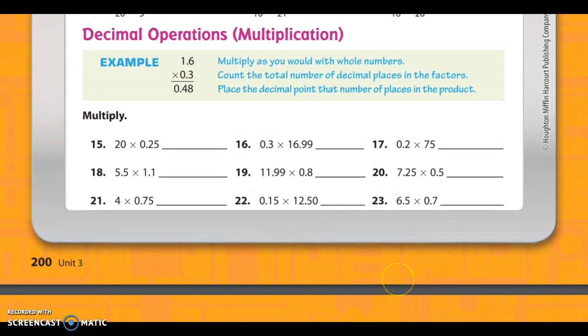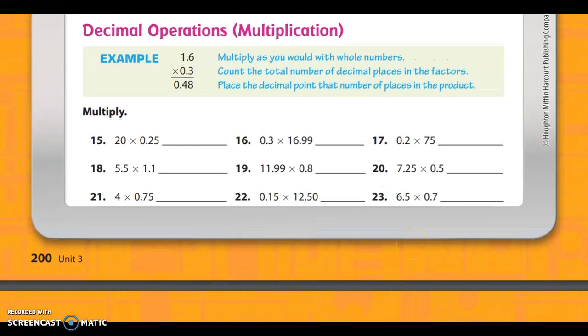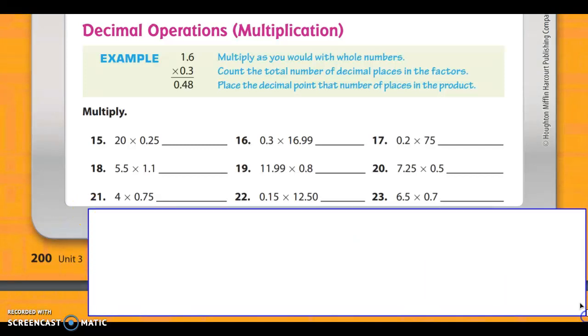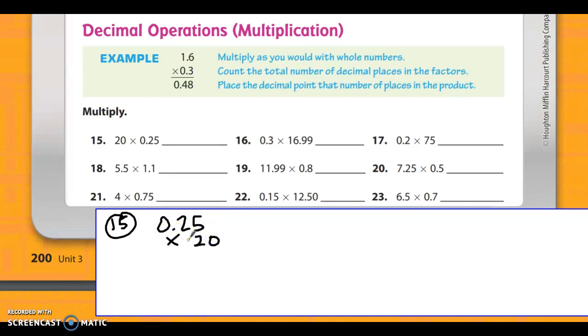So the bottom of this page is multiplying decimals, and I'll go through about 3 of these problems, maybe 4, and then I'll provide the answers so we don't take up too much time. You can solve these as quickly or slowly as you want, but I'm just going to review with you how to do them. So number 15 is 20 times 0.25, and I'm going to put 0.25 on top. I'm going to put 20 on the bottom, but I like to offset it. Whenever you have a 0 at the end, you can annex it off the side.